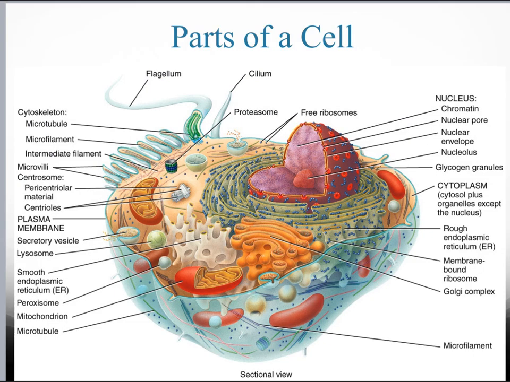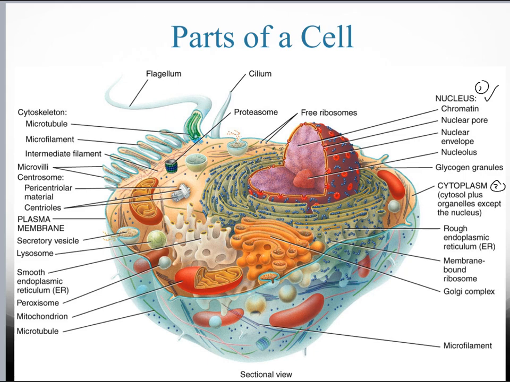Let's take a look at a picture of a cell so we can identify and discuss all the parts. So we'll start in this upper right corner and look at the nucleus. Again, it contains the chromatin, nuclear pore, nuclear envelope, nucleolus, and this will be considered the brain of the cell. So it tells the cell what it's scheduled to do. Our second part here will be, we'll put a 1 by the nucleus, our second part will be the cytoplasm. This is going to include the cytosol plus all the organelles except the nucleus, and we'll talk about those organelles in a little bit.